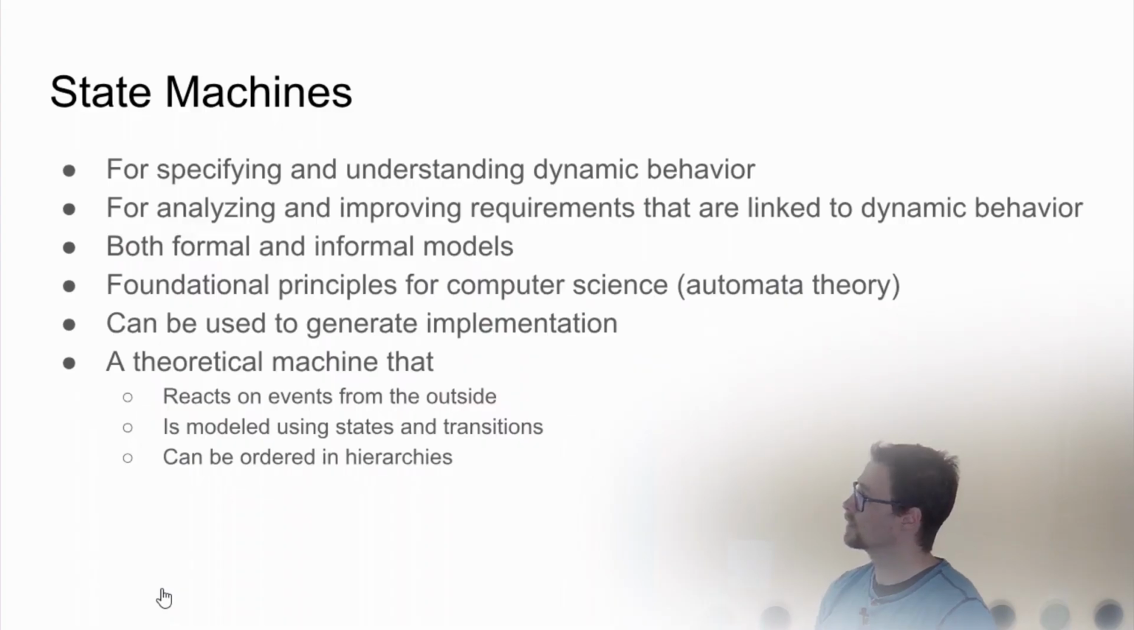We can use state machines as a formal modeling technique. So there are mathematical theories around state machines that can be used for formal modeling, or we can do more informal models like we do in this course. And actually, state machines are one of the foundational principles of computer science. It has been the foundation of how computers work from a theoretical perspective. This is called automata theory, and you can read more about that if you are interested.